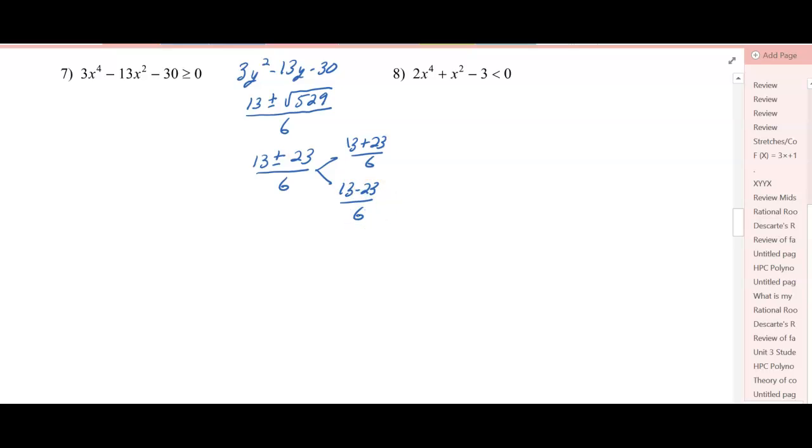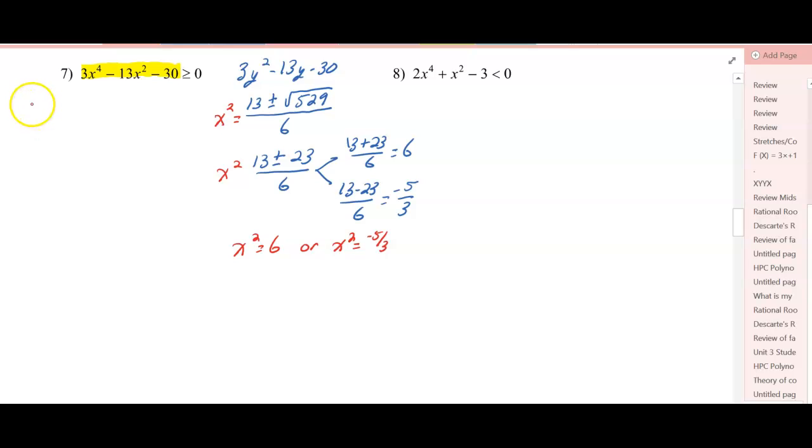So doing that on my calculator or in my head, the first fraction is 6, and 13 take away 23 divided by 6 is negative 1.6 repeating. I prefer fractions, so we're going to say negative 5/3. So when you use the quadratic formula here, you're actually solving for x squared. So x squared is equal to 6, or x squared is equal to negative 5/3.